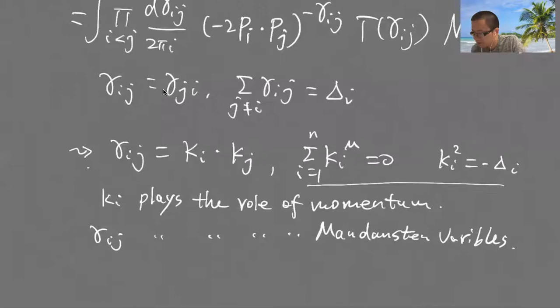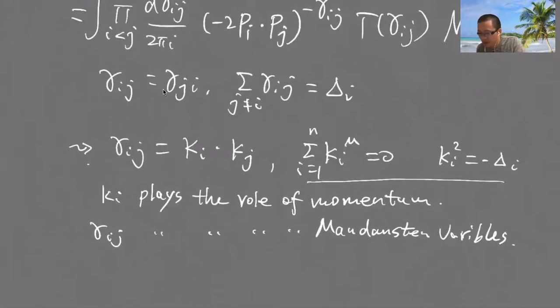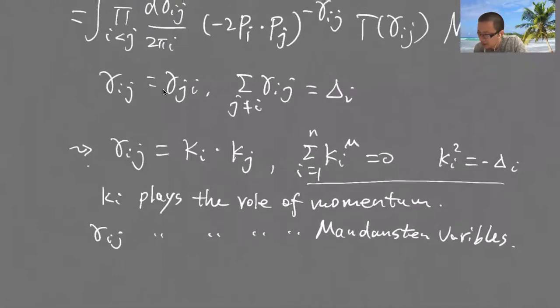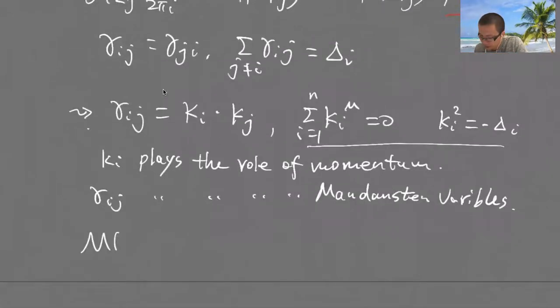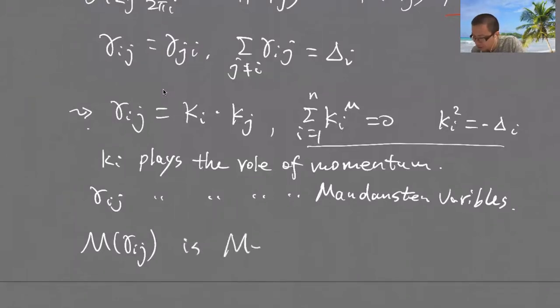And well, introducing this k_i and pointing out that gamma_ij is like Mandelstam variables, we would really want to say this m_ij will play the role of scattering amplitudes in flat space. So m_ij is often called the Mellin amplitude.